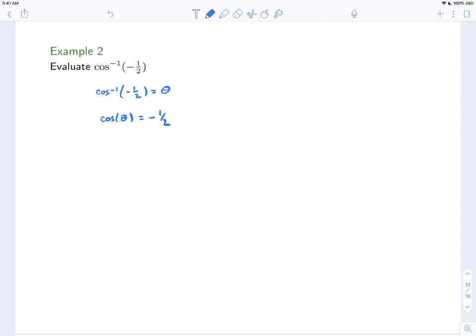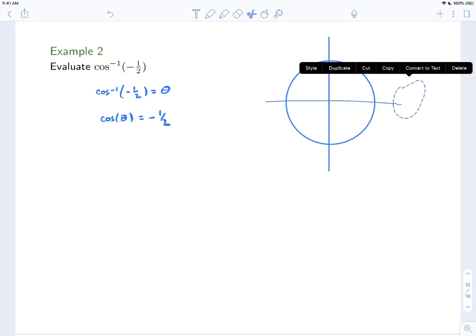So in order to help us, we draw a unit circle again. We draw a little circle and we give it an x-axis and a y-axis, like so. Now what we're interested in is angles where cosine of theta is minus 1/2. Cosine is the x-axis, so we're going to be over here somewhere. We want a negative 1/2, so that's right about there. So that intersects the circle in two places, here and here.